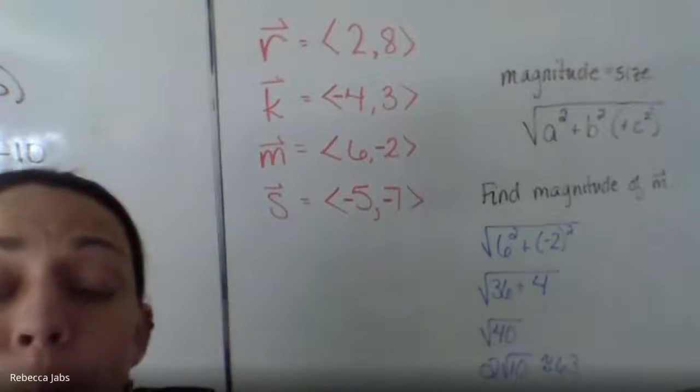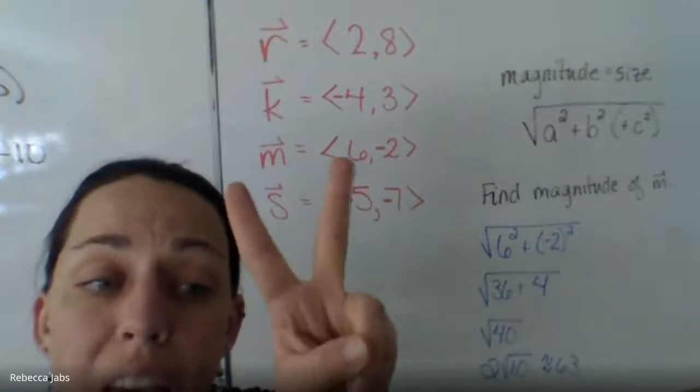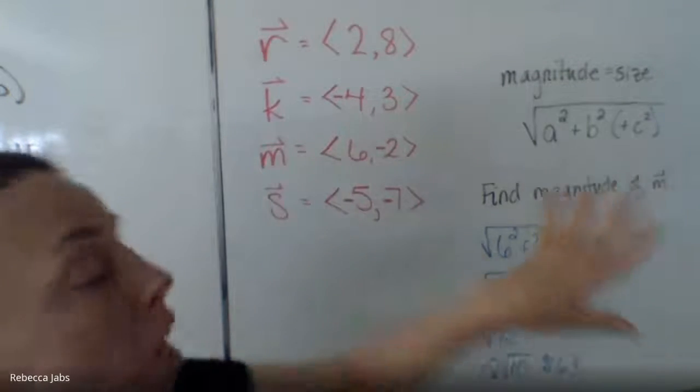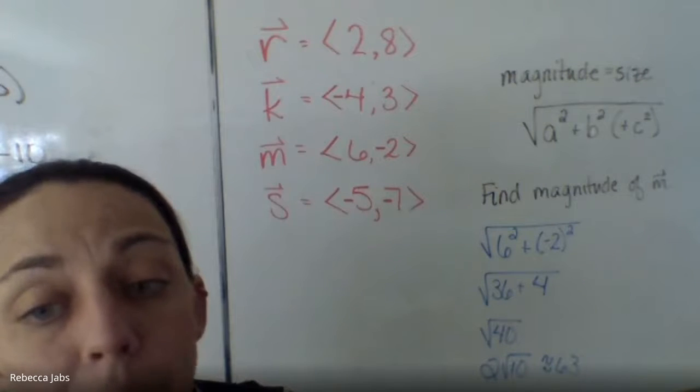Ms. Jabs, I have a quick question. Yes, Michaela. What happened to your C? There is no C on this problem because this only has 2 components in it. C is only used if there's 3 components. All these vectors right now only have 2 components. That's why there's nothing with C right now.